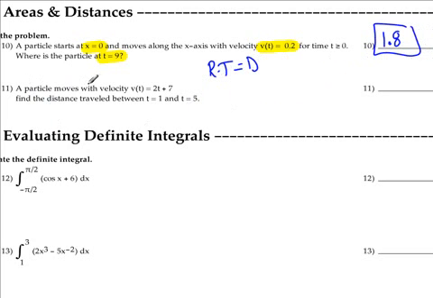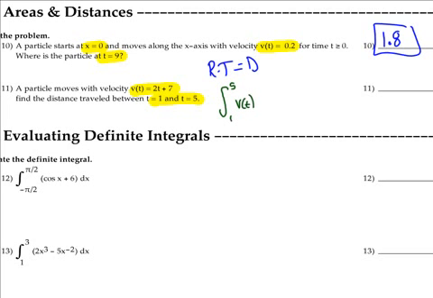Number 11. A particle moves with the velocity of v of t equals 2t plus 7. This is a little more interesting than the other velocity because it's actually a function and not a constant. Find the distance traveled between 1 and 5. Just integrate it from 1 to 5. We've got a velocity function.